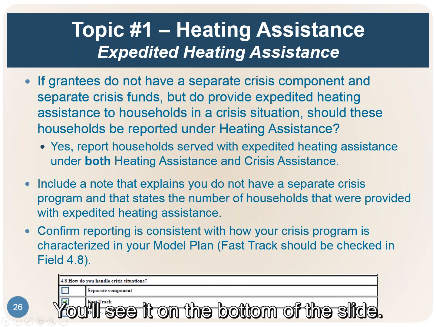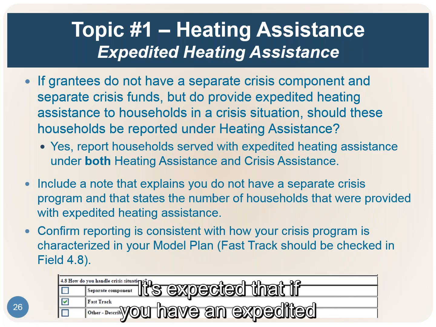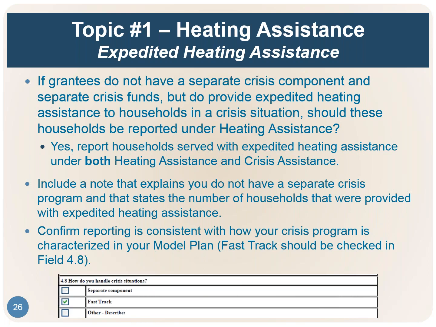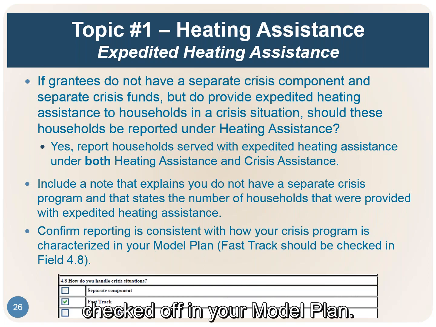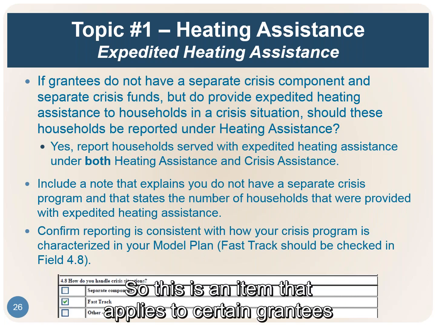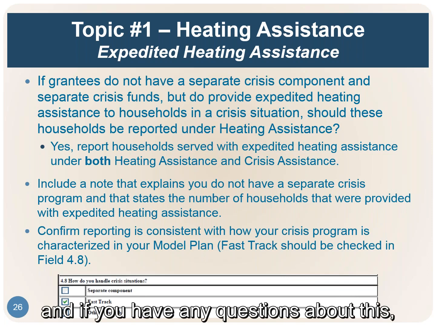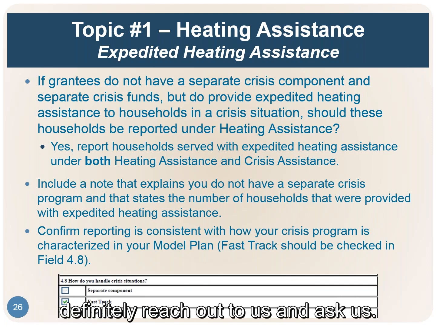You'll see it on the bottom of the slide. And it's expected that if you have an expedited heating assistance, you would have that fast track box checked off in your model plan. So this is an item that applies to certain grantees. And if you have any questions about this, definitely reach out to us and ask us.